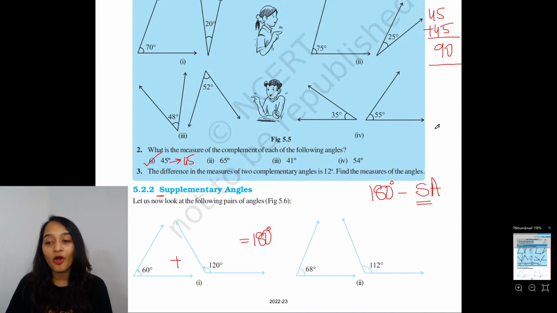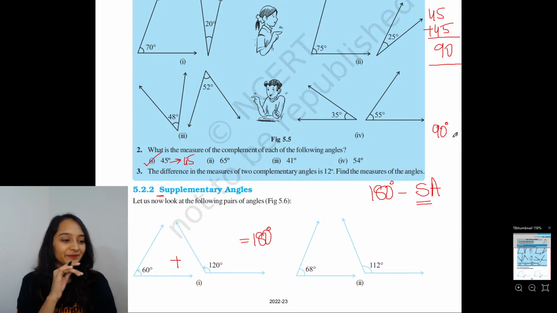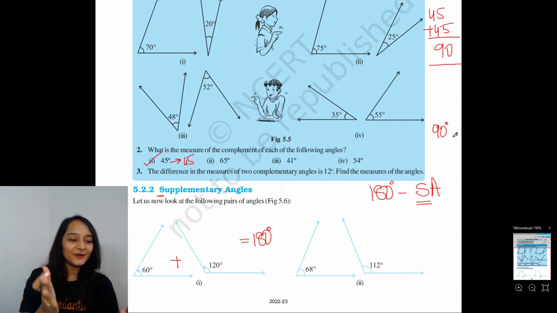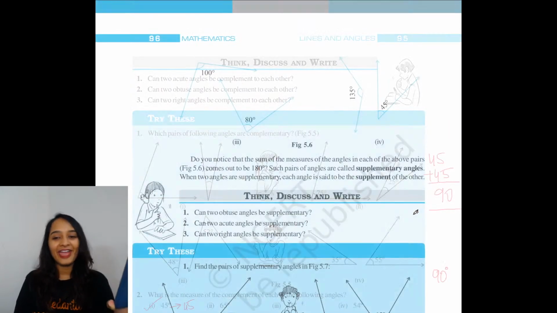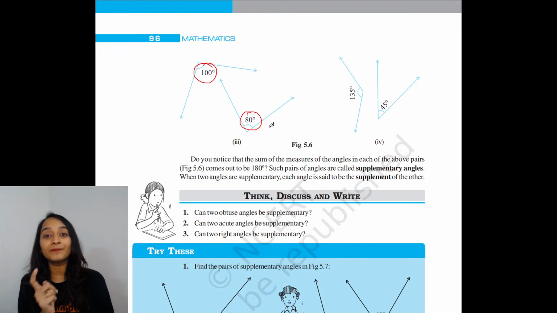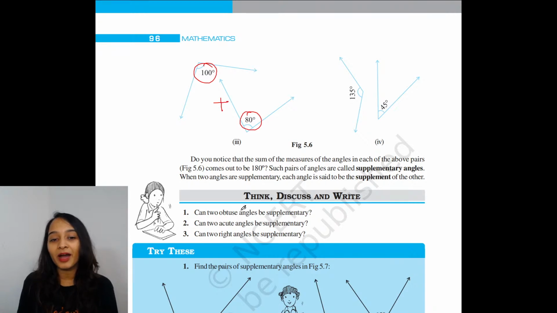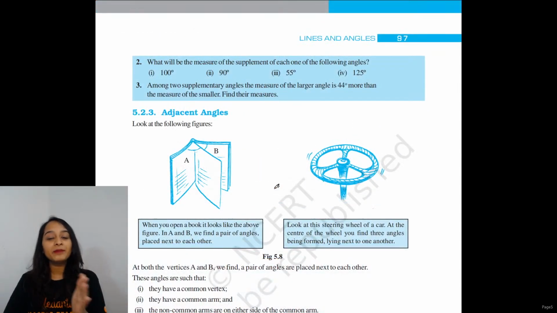What is the supplement of 90 degrees? Can somebody tell me? Atulya got it right. Anokhi got it right. Mona Lisa got it right. Exactly. The supplement of 90 is 90 because when you add them up, it should give you 180 degrees. Very good everybody. The supplement of 100 is 80, the supplement of 80 is 100. Why? Because when you add them up, it is giving you 180 degrees, right? So they are called supplementary angles.